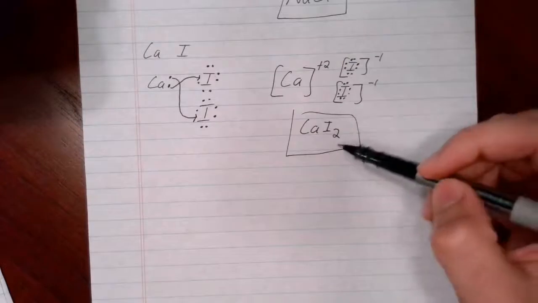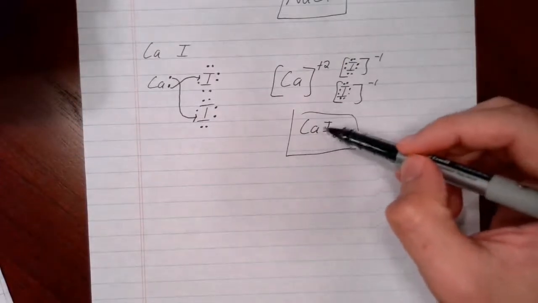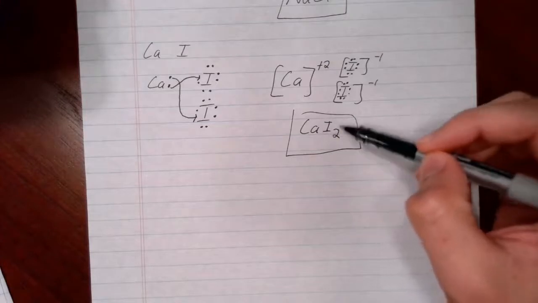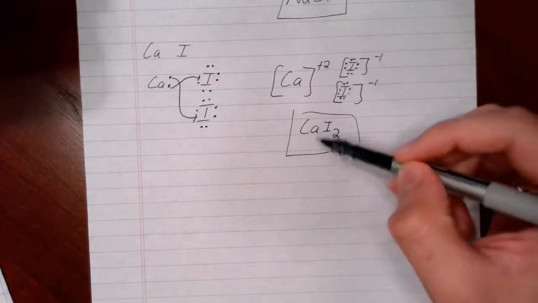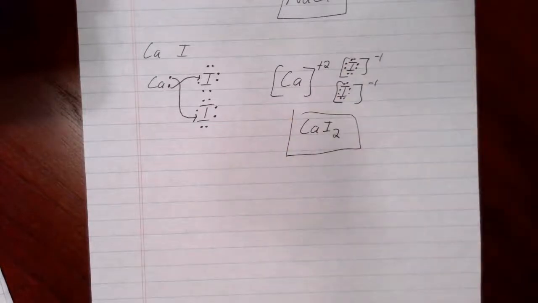So if I had calcium iodide, there's a bunch of calciums and a bunch of iodines, but there are twice as many iodide ions as there are calcium ions. So this is the formula unit. This is the smallest ratio that we can have for these atoms when they combine to form an ionic compound.